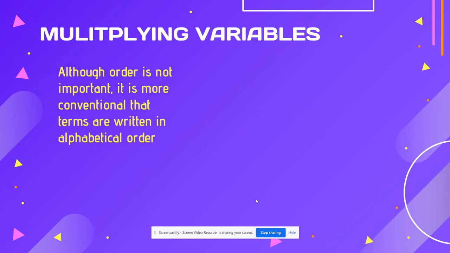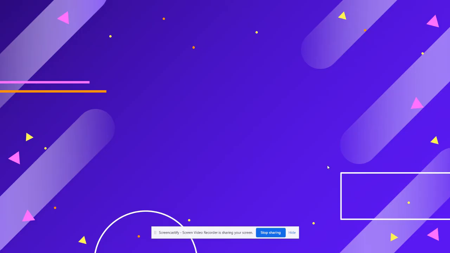Although the order is not important, it's more conventional, so it's more mathematically correct, to write your answer in alphabetical order. So if you've got a question that goes 2 times b squared times a times c, the more correct answer would be 2ab squared c, because it's ABC. And remember, the 2 remains with that b. If you've got 2 times x squared times y, it would be 2x squared y.